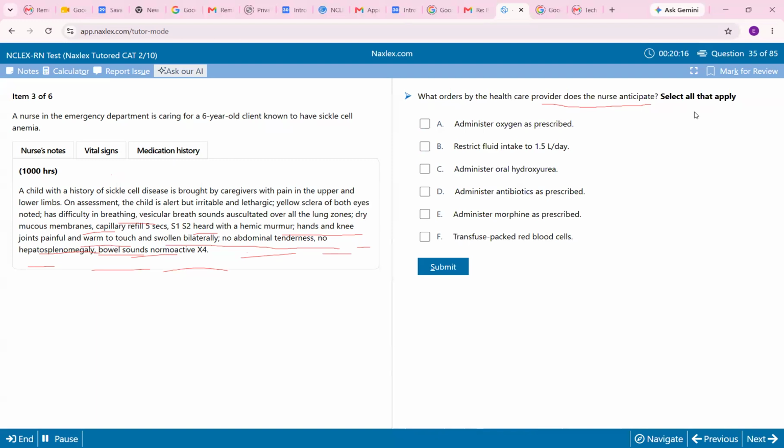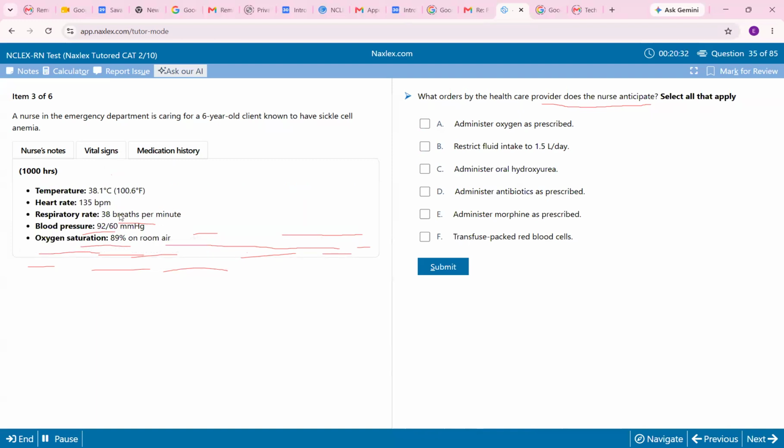What orders by the healthcare provider does the nurse anticipate? Administer O2 as prescribed. Then you have to check how much is the saturation. It's 89%. Does it need an oxygen support? Yes. So we lock it.